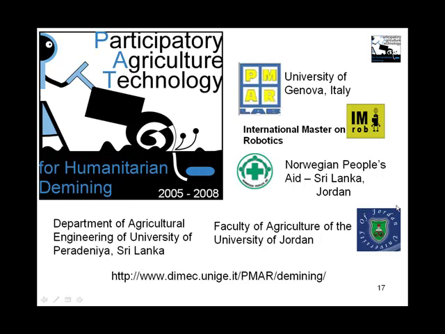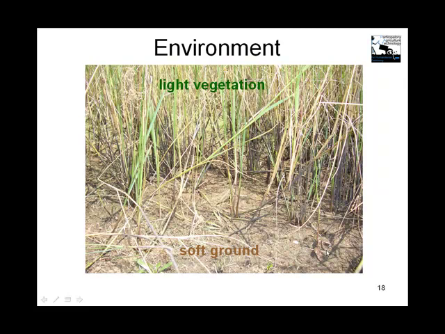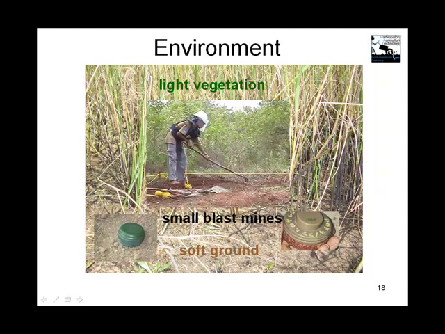This is the PAT machine. It's the first project we developed. These are the partners, and this is the website where you can find more information. It's a machine specifically targeting an environment characterized by soft ground, light vegetation, and small blast mines. And this is what is generally approached with the rake system.